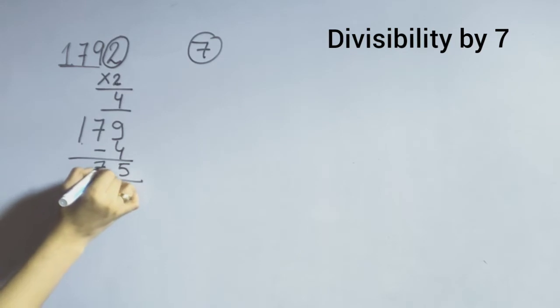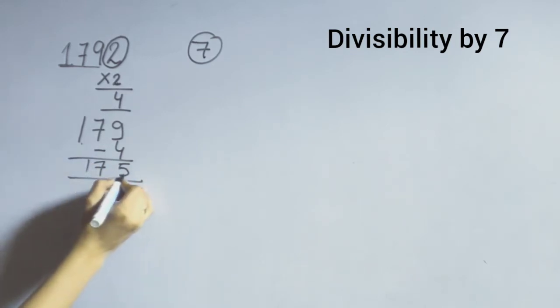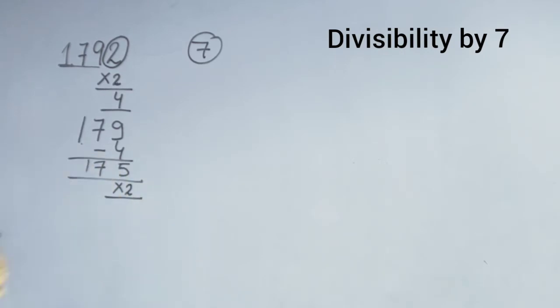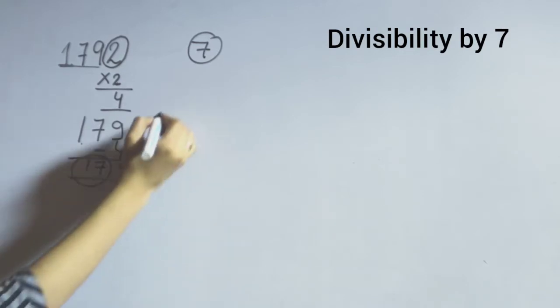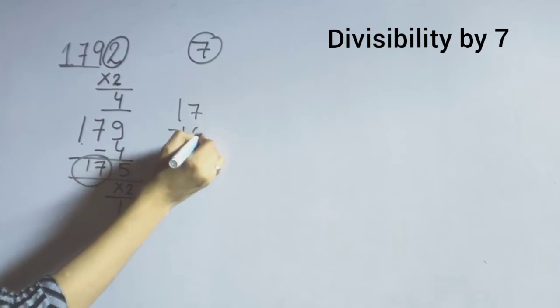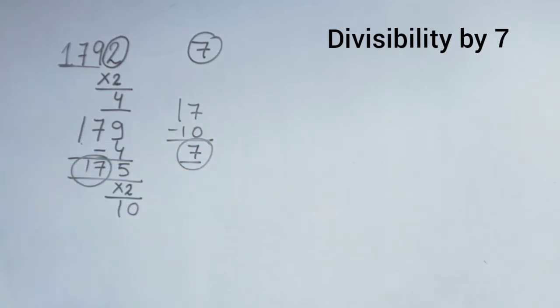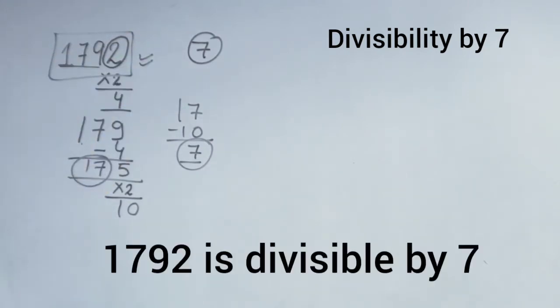Here it will be 7 and 1, so 715. Again we will repeat this. We will double this last digit. 5 2s are 10. And we will subtract it from 71. So 71 minus 10, we will get 7. You can see that 7 is divisible by 7. So this number is divisible by 7.